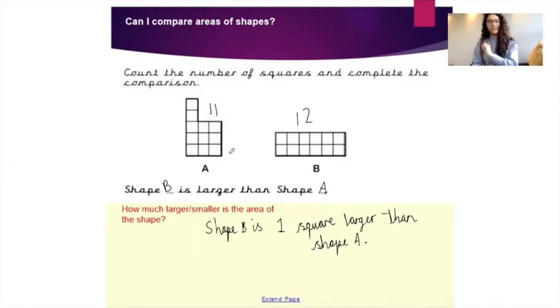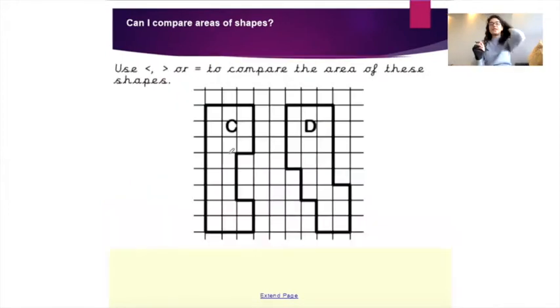So you just find the difference. How much more do you need to count from 11 to get to 12? Just 1. Now we're going to use these signs to compare the area of these shapes.